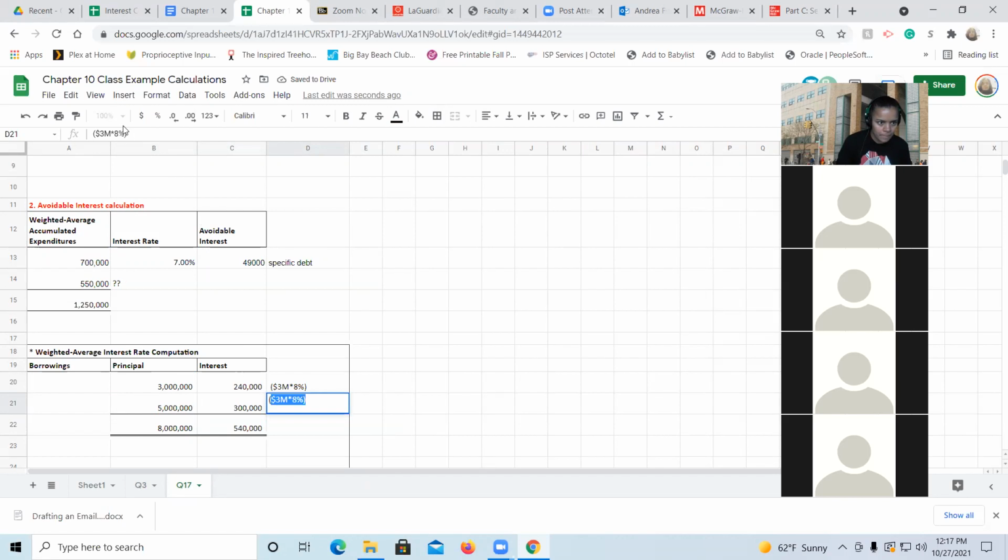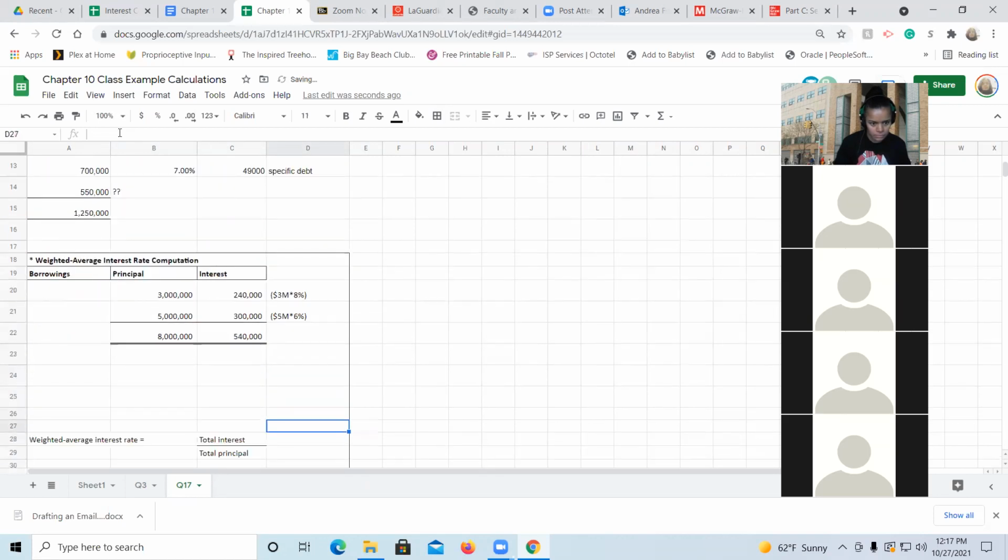Then weighted average interest rate is total interest divided by total principal. So the total interest is 540,000 divided by the 8 million total principal gives you 6.75% as your weighted average interest rate from the other debt. That's correct.